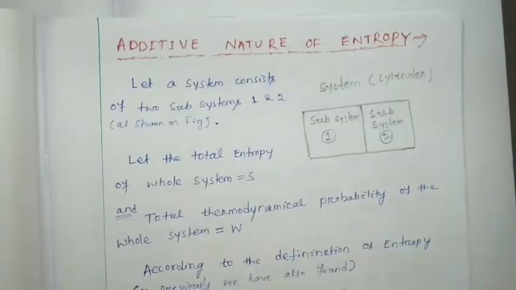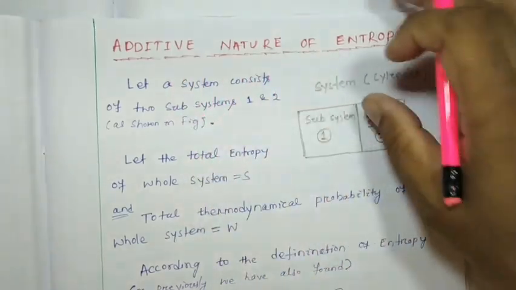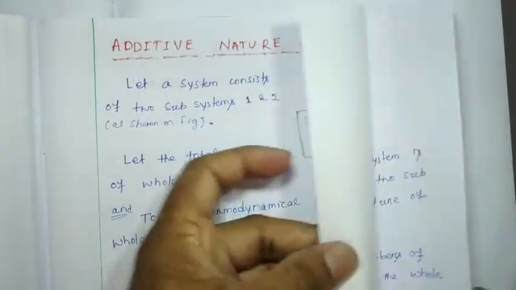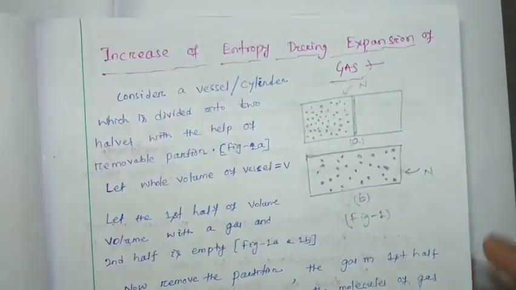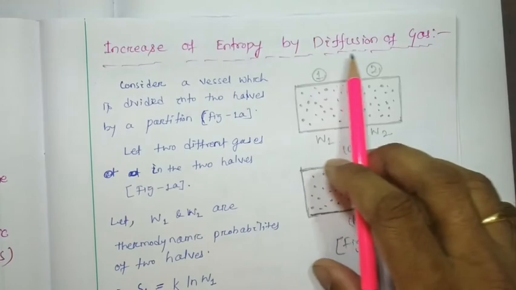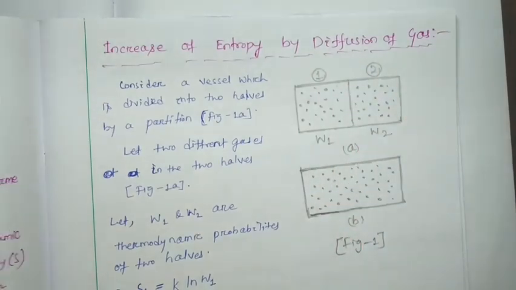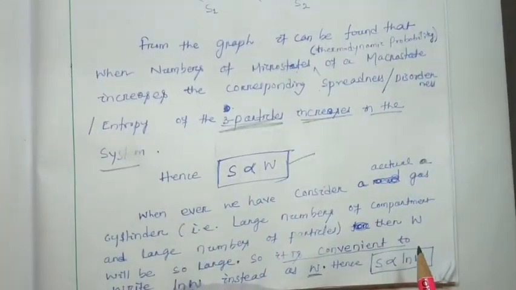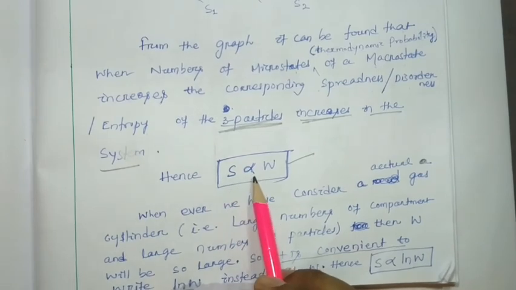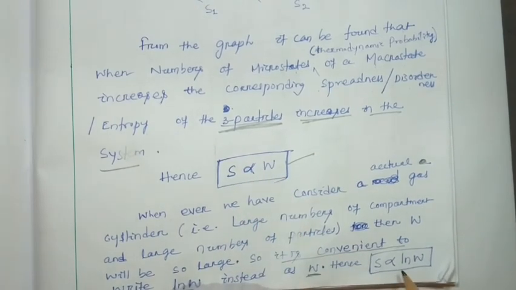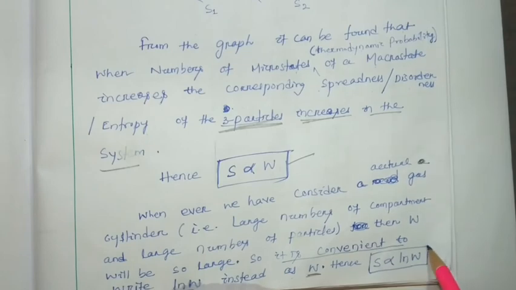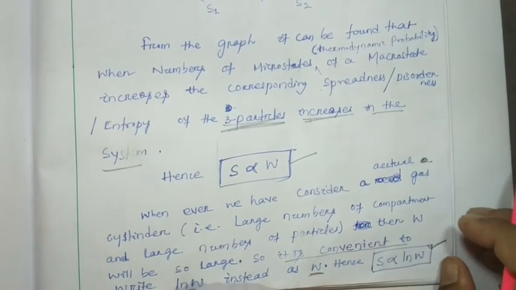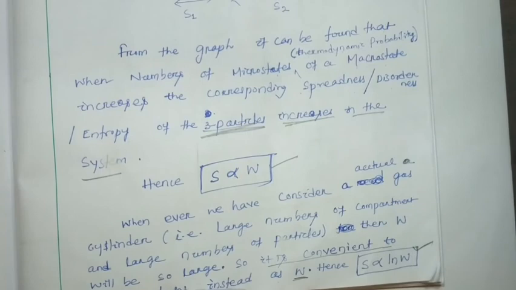In the next class we are going to discuss the additive nature of entropy, the increase of entropy during expansion, then the increase of entropy by diffusion of gas. You just write down the notes. The relations S directly proportional to W and S directly proportional to ln W are most needed for us in our forthcoming lectures.